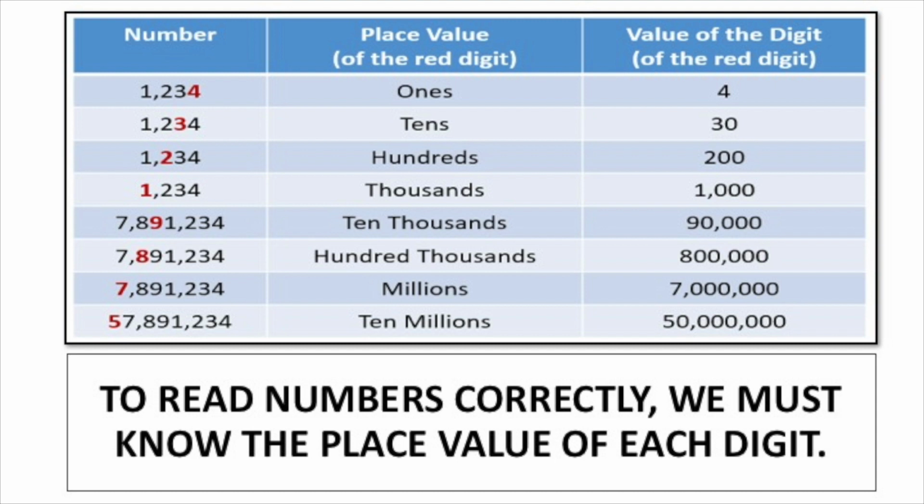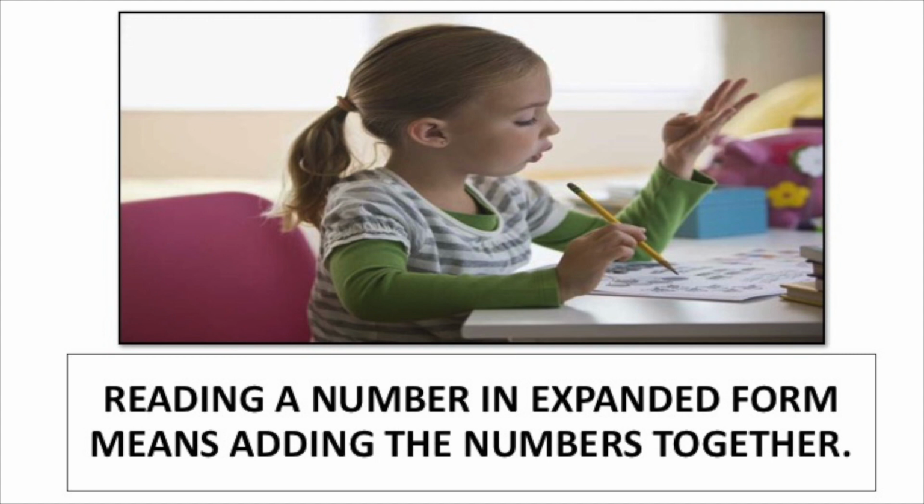To read numbers correctly, we must know the place value of each digit. Yes, we've done a lot of work lately about place values and digit value, but that's important because we need to know in large numbers what each digit represents, such as the 0. Reading a number in expanded form means adding the numbers together. Well done, guys. Excellent.